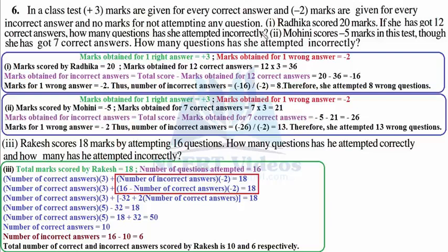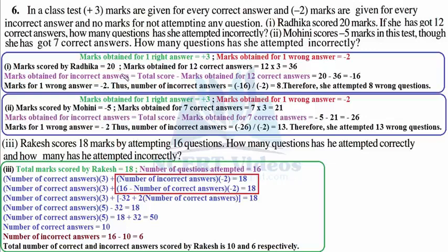So, marks obtained for correct answer is 3, that is plus 3. For negative, it is minus 2. So marks scored by Radhika are 20. It is given to us, 20 marks. The marks obtained for 12 correct answers, because it is given she got 12 right, so it will be 12 into 3. That is 36. Clear so far?